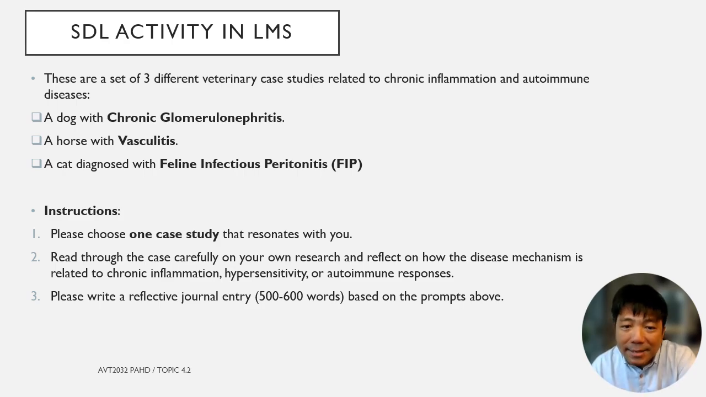Read through the case carefully on your own research and reflect on how the disease mechanism is related to the chronic inflammation, hypersensitivity, or immune response that we have gone through in this video. Write a reflective journal entry of 500 to 600 words based on the prompts above.